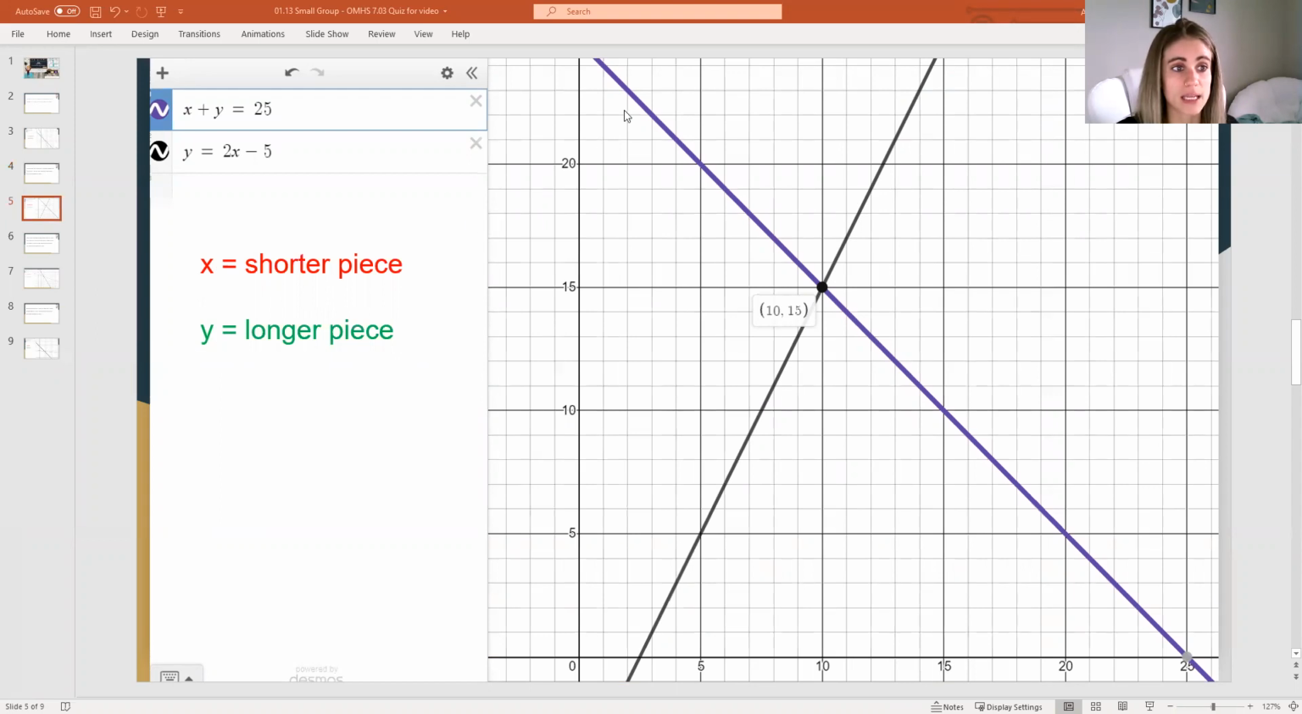I see my two lines intersect right here at 10, 15. Whenever we have an ordered pair, the X always comes first, which means the shorter piece of string was 10 feet. And the longer piece of string is 15 feet. And that right there is the only combination that satisfies both requirements of it equaling 25 feet total, and that the longer piece is 5 less than twice the shorter.